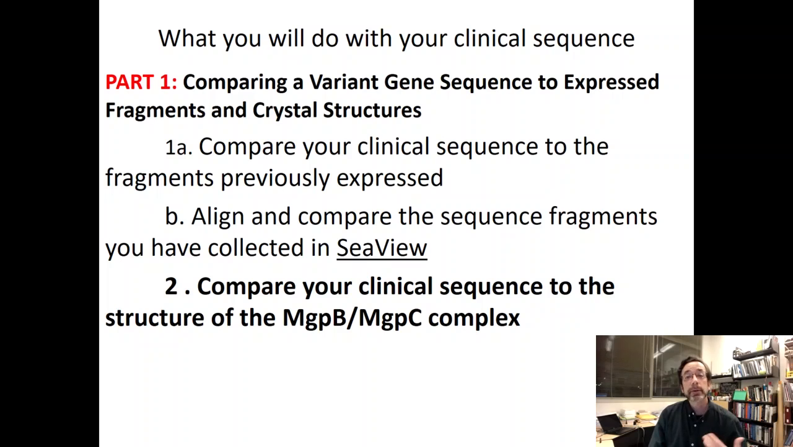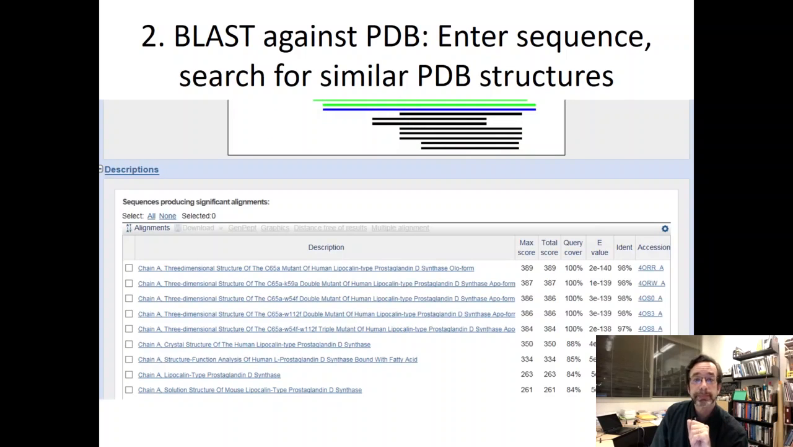So what you're going to need to do is you're going to take the primary sequences, you're going to need to do a sequence alignment, a multiple sequence alignment, and we've got a great program for doing that called CView. I want you to use that this week in lab, and then I want you to compare your clinical sequence to the sequence from the structure of the MGPB, MGPC complex.